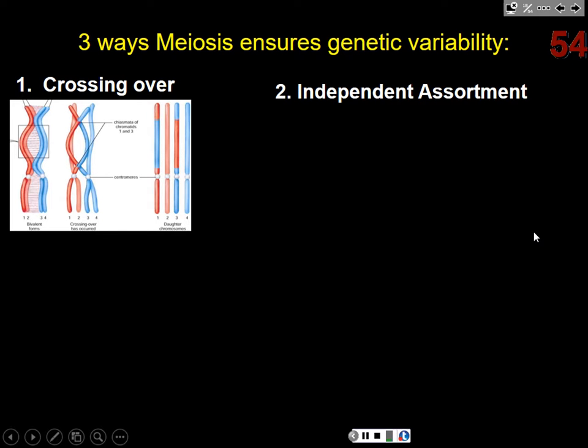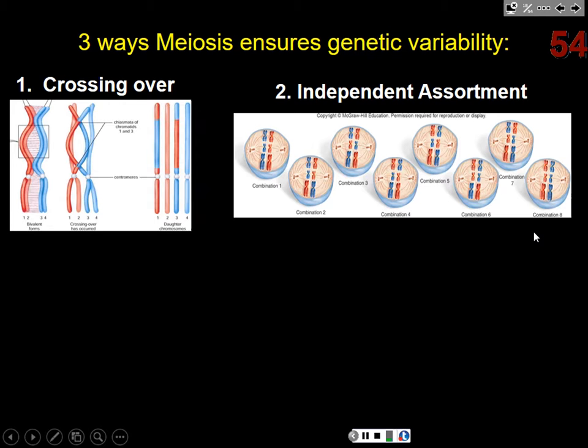Independent assortment, we just talked about. These homologs align at the equator in metaphase 1, and how they come together in the middle of the cell is arbitrary. So take a look at this example right here. This example actually has 3 pairs of chromosomes, so the number of different combinations would be 2 raised to the power of 3. So it would be 2 times 2 times 2. So you've got 8 different combinations there.